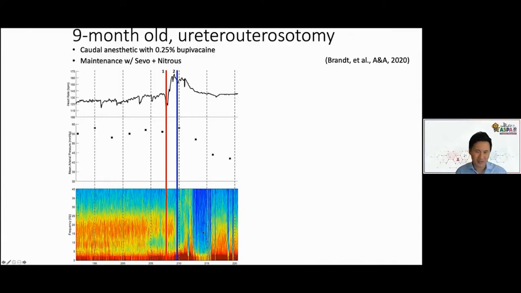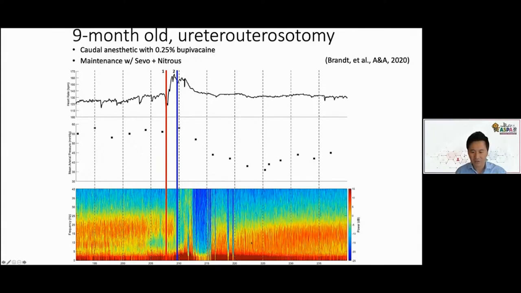And then I think at that point, the sevo and nitrous was also turned up because you can see the peak frequency sort of dropping down. And then thereafter, throughout the case, the sevo and nitrous are maintained at a higher concentration. The heart rate remains elevated, probably in response to the fact that the mean arterial pressure has dropped and is staying low throughout the case. And if I were a parent, I would be concerned. That's certainly not an ideal situation.